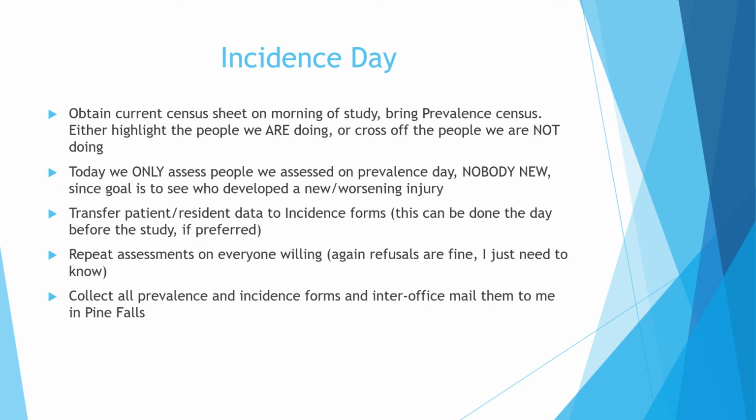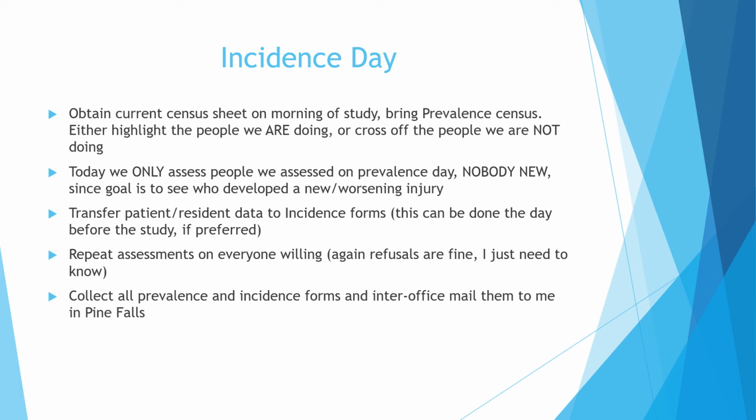So the easier part is the incidence day. We do need another current census sheet accurate for this day. If we're lucky, it won't have changed much. On your new incidence day census, you can either highlight the people who meet the criteria to be included or cross out the people who do not, or both, whatever.